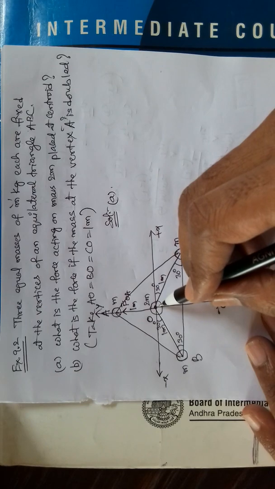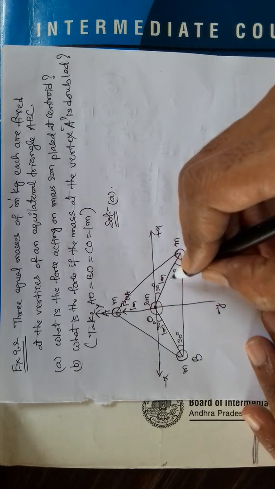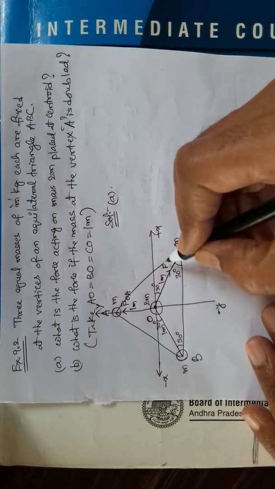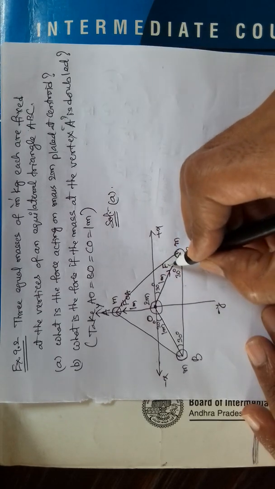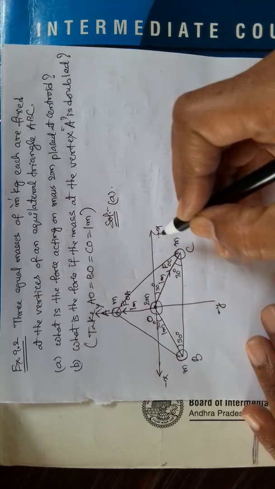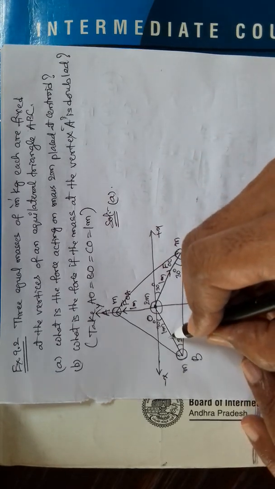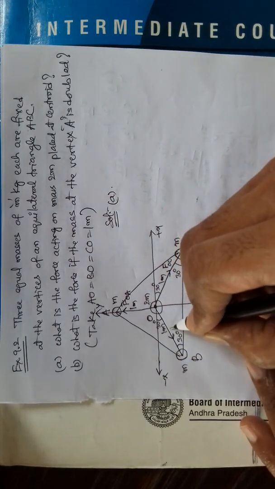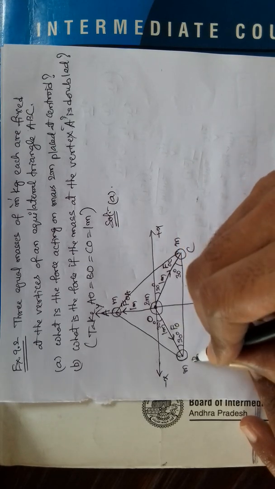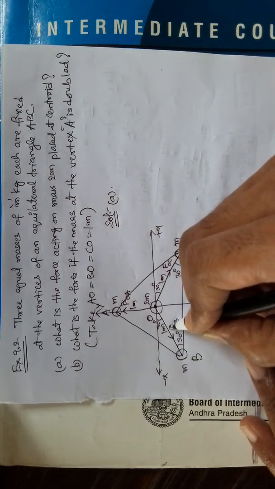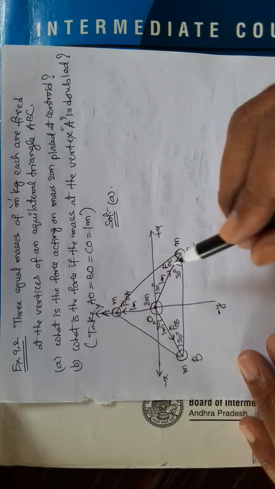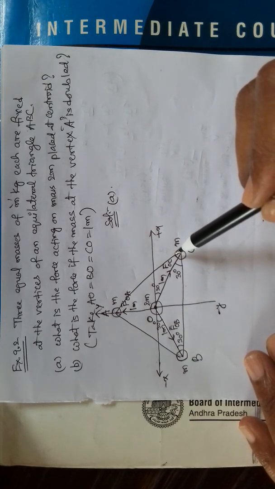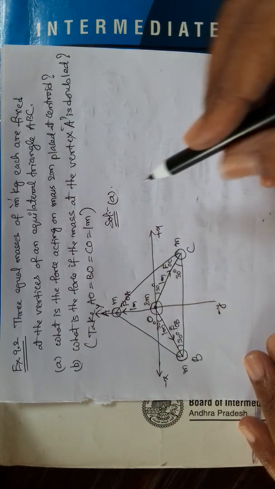Similarly, this mass is being attracted by this mass in this direction, and this force is force on O by C. Here this mass is attracting this mass, so force on O by B. Now if we take the sum of the three forces, we get the total force acting on 2m.